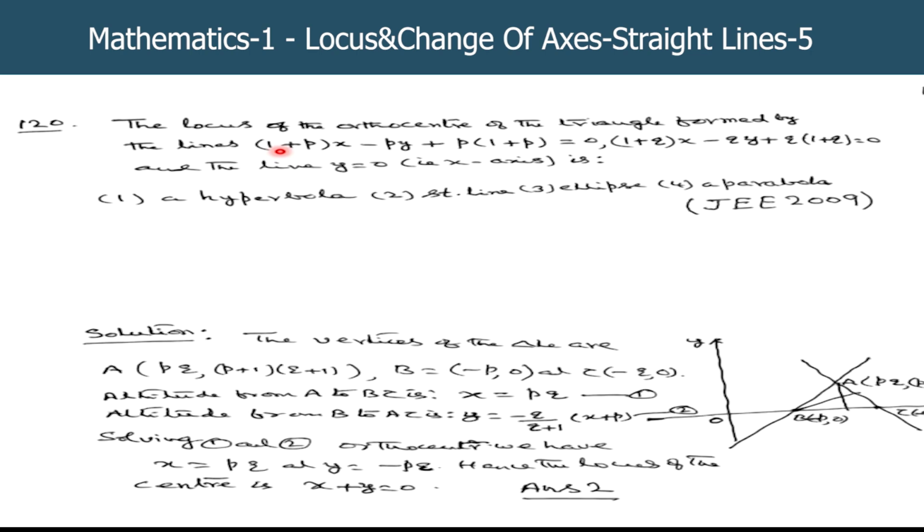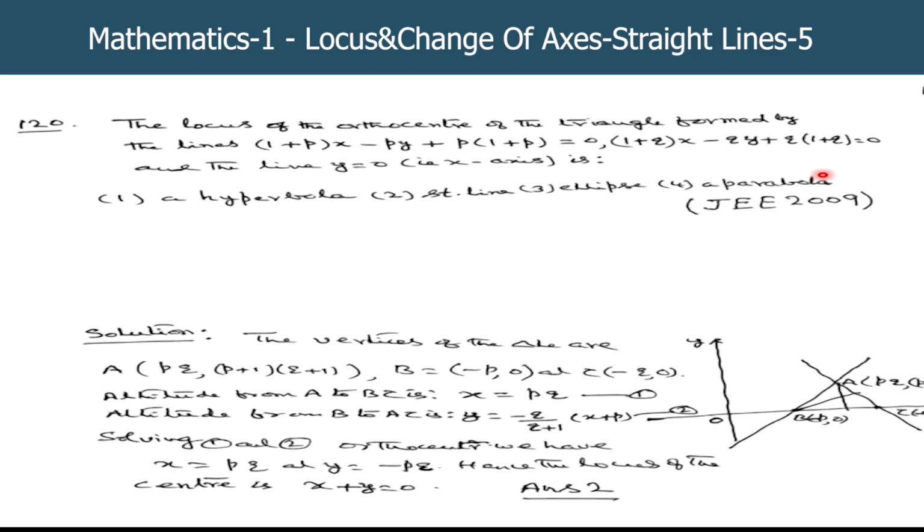Question 120. The locus of the orthocenter of the triangle formed by the lines (1+p)x - py + p(1+p) = 0, and (1+q)x - qy + q(1+q) = 0, and the line y = 0, means the x-axis, is: a hyperbola, a straight line, an ellipse, or a parabola. This of course was asked in JEE 2009, because it's a locus problem and also a simple problem. So that's why I included this problem itself.